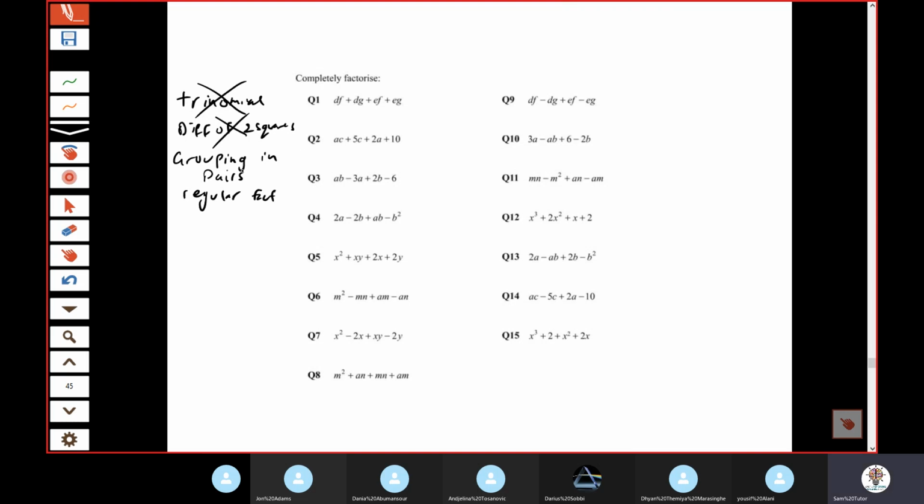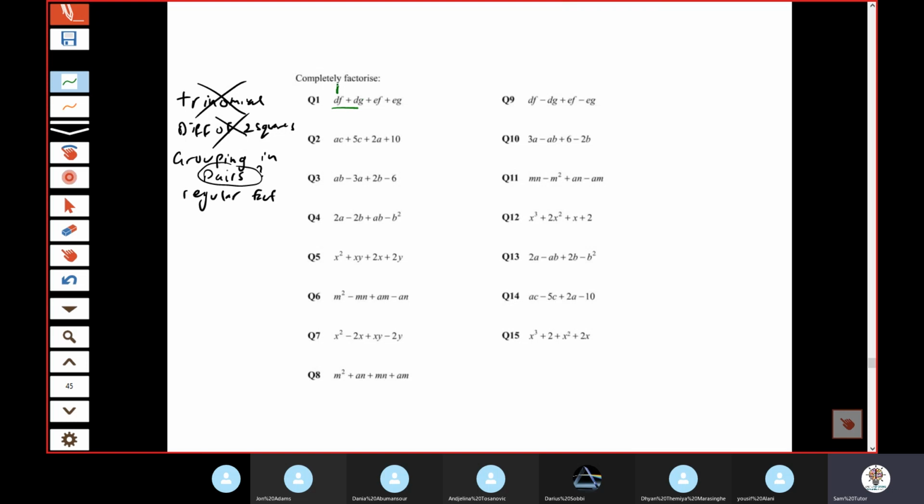You definitely know it's a grouping in pairs because there's 4 terms. But you're like, but I don't even have the pairs yet. So I have to do regular factorizing somewhere and then create my pairs. So the way we do this is look for group 2 of them together. Now the order doesn't matter. Sometimes it might not be the first 2.